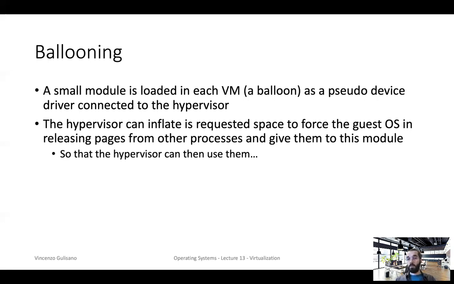When the hypervisor needs frames, it can deflate the memory needed by the driver. Since it deflates the memory, the guest operating system will react by releasing the frames, and the hypervisor can intercept these frames and allocate them to a different guest operating system.